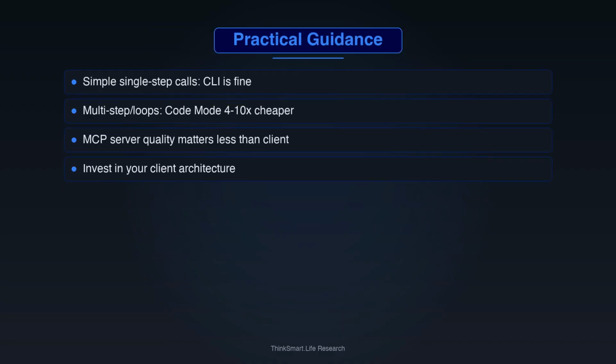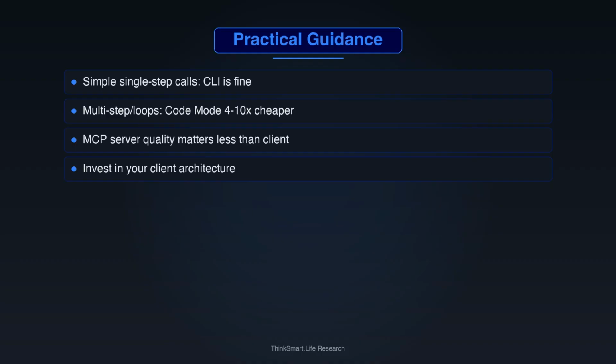Use Code Mode when tasks involve loops or conditionals, when complexity is variable, or when you're operating at scale. Any workflow where you're saying, do this for each item in a list, is a Code Mode candidate. Multi-step write operations, creating entities, relating them to others, sequential dependencies, Code Mode's efficiency advantage is decisive.